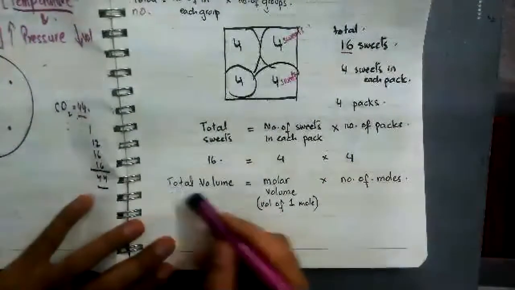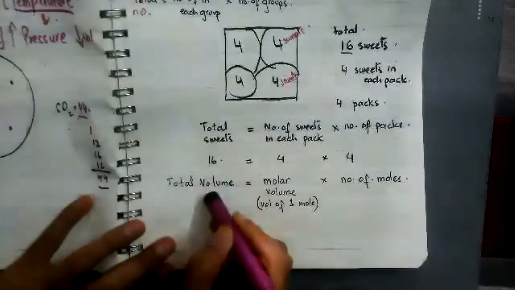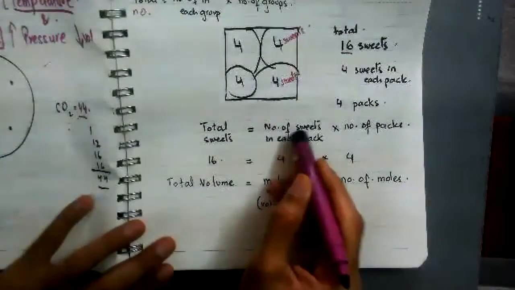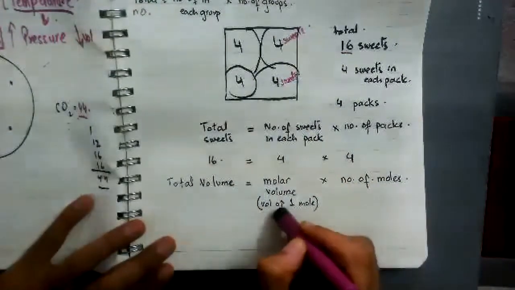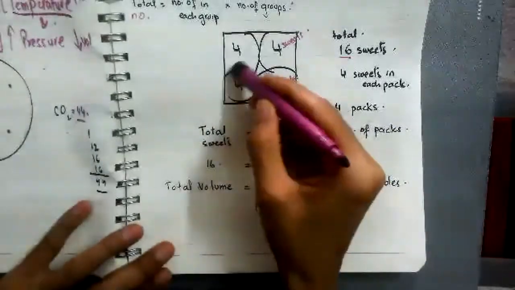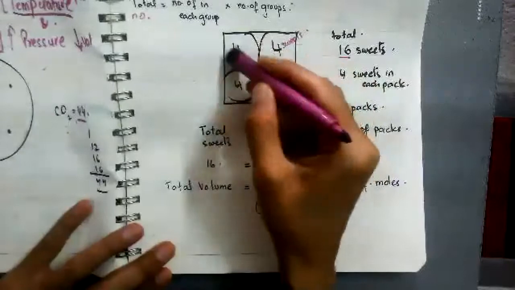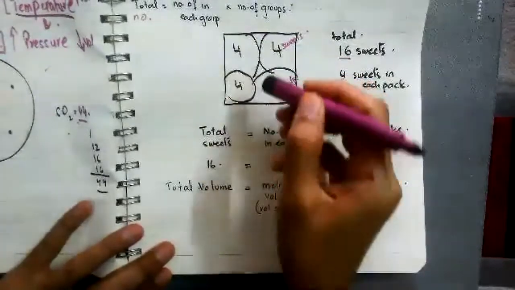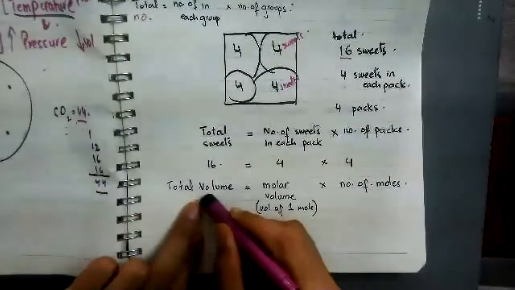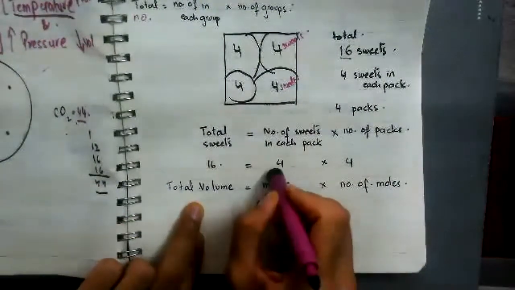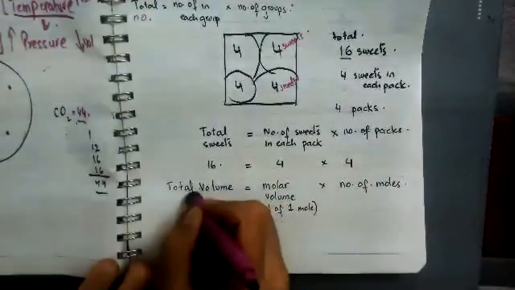Okay, total volume, same thing, just like you get total sweets by multiplying the number of sweets in each pack. The number of sweets in each pack is the same as the volume of each mole. So think of this as 1 mole. This is 1 mole, okay? So if I want to find out the total volume, what will I do? I will multiply the volume of 1 mole by the total number of moles. So I will get the total volume.